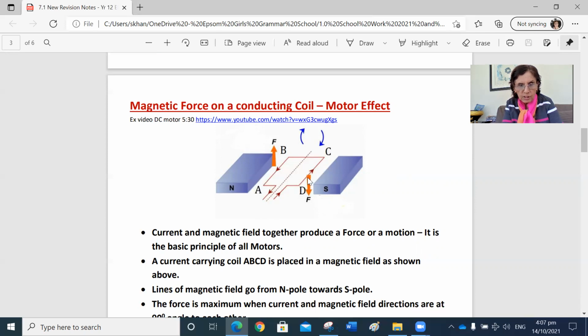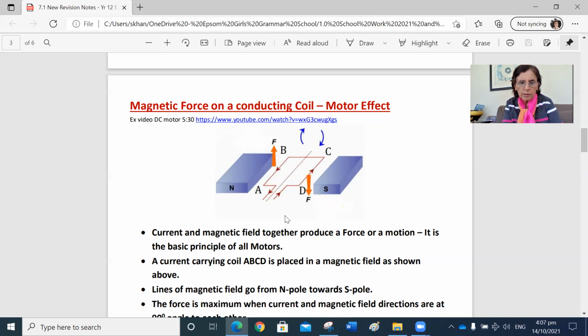Now, if the force is in this direction, and that's the distance from the axis of rotation up to there, it will produce a torque or a turning effect. So force times that distance will be the torque, or in other words, this coil will move in a clockwise direction as shown by these arrows.